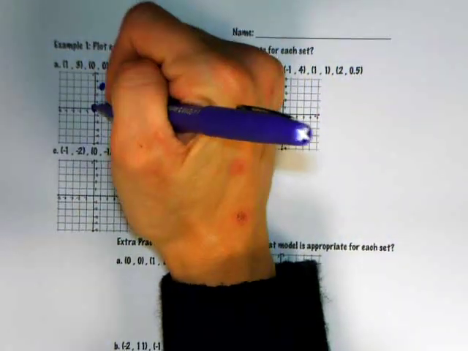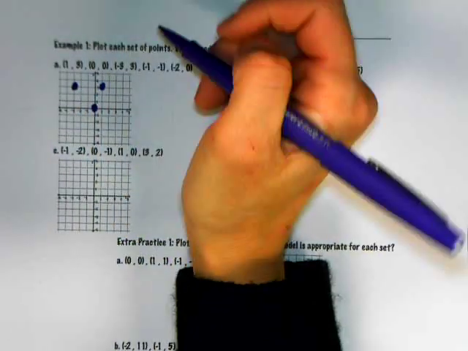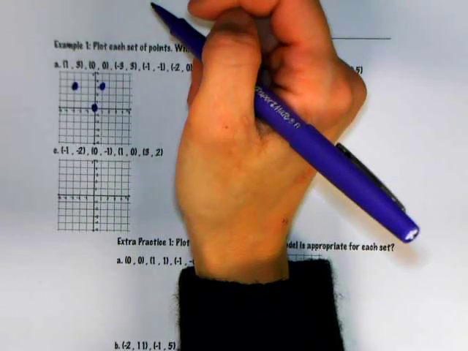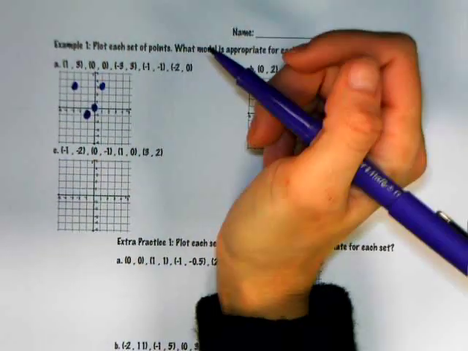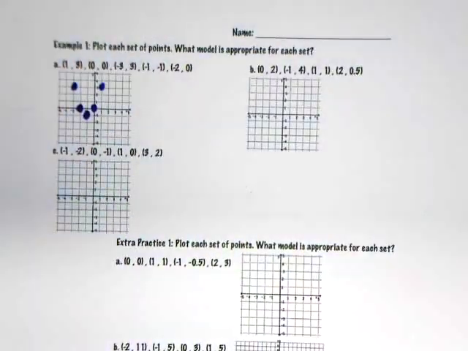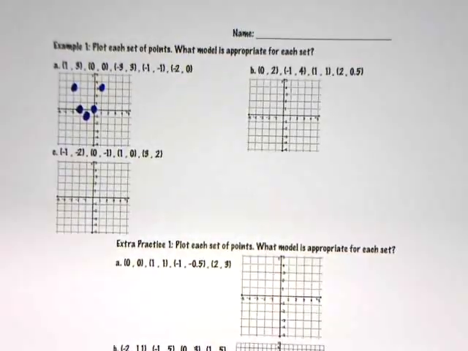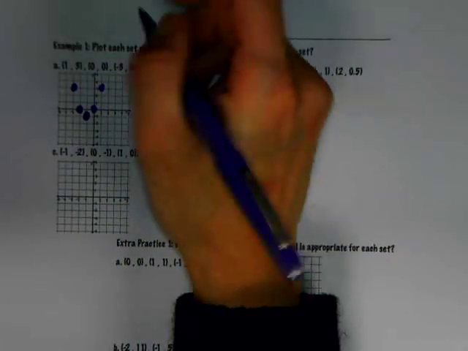Negative 3, 3 is going to be left 3 for negative 3 and then up 3. Negative 1 is going to be left 1, down 1. And then negative 2, 0 is going to be right on the x-axis. So since it decreases and then increases, what kind of function is this? Yeah, quadratic.